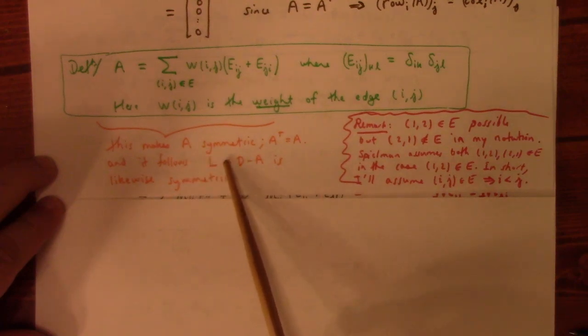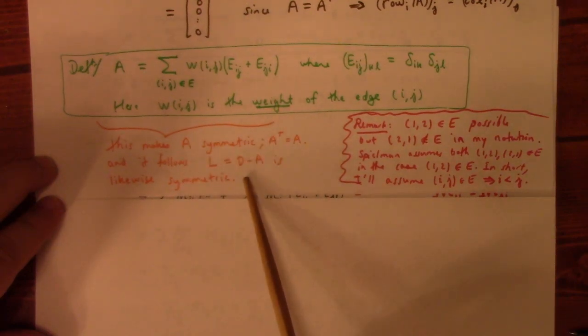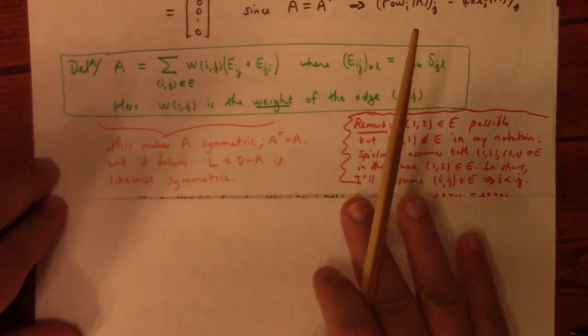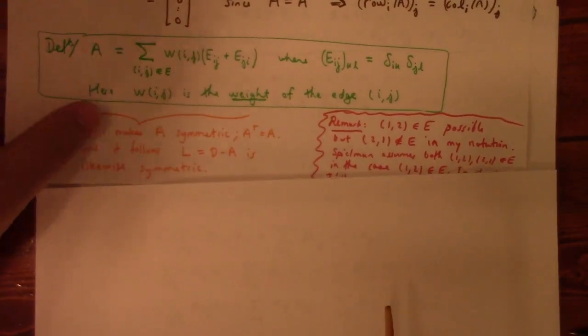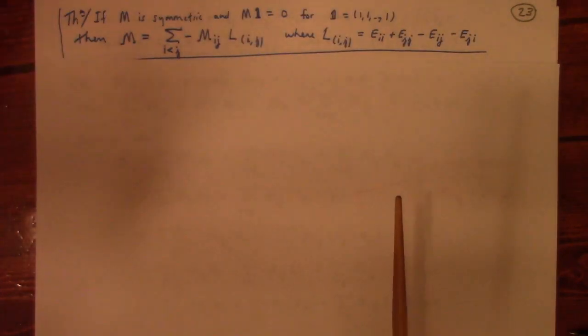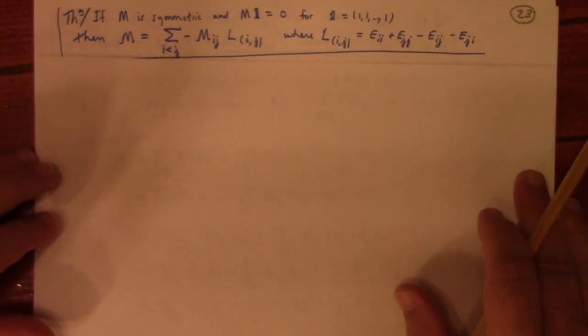So this makes A symmetric, all right? And it follows that the graph Laplacian is likewise symmetric, which is great because then the real spectral theorem applies, right? Okay, so moving along here.